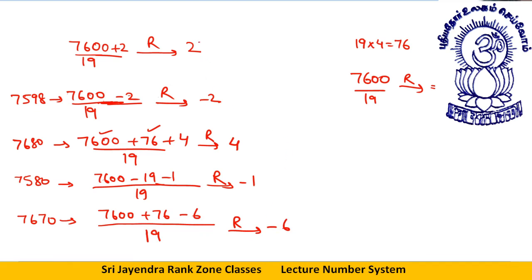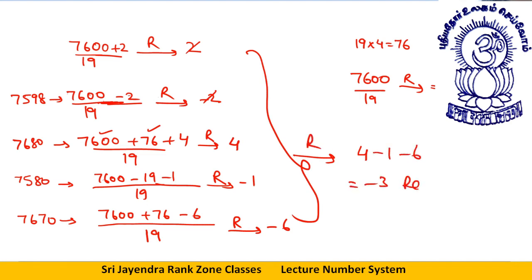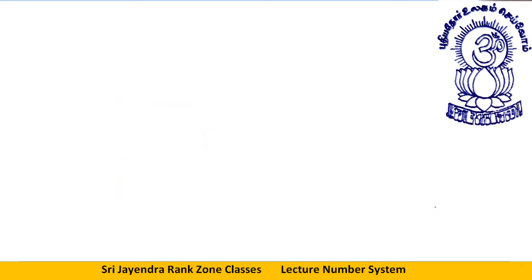Now what do I have? A 2 and a minus 2 cancel, so we get 4. So the final remainder from all this will be 4 minus 1 minus 6, that is minus 3. For 19, a minus 3 remainder means the remainder will be 16. I'm sure it must be clear to all of you. Let's move to the next one.